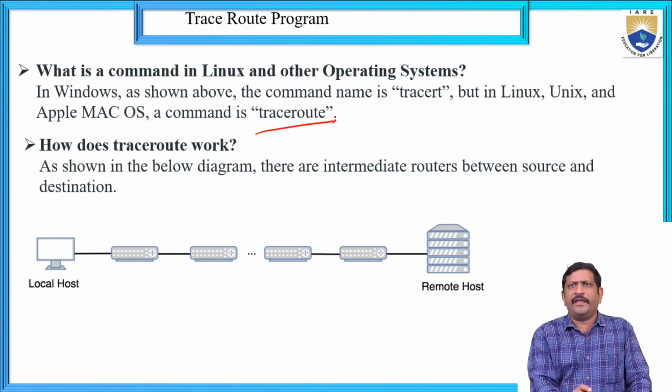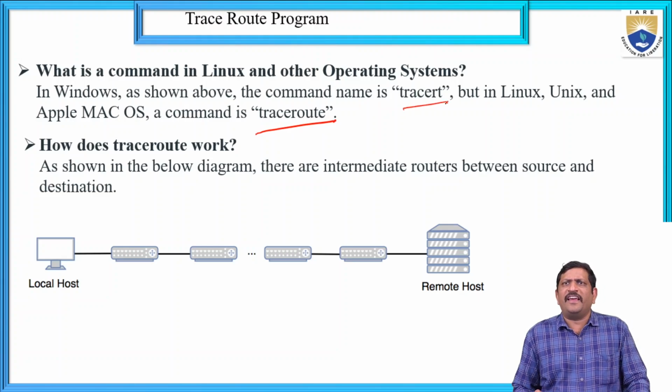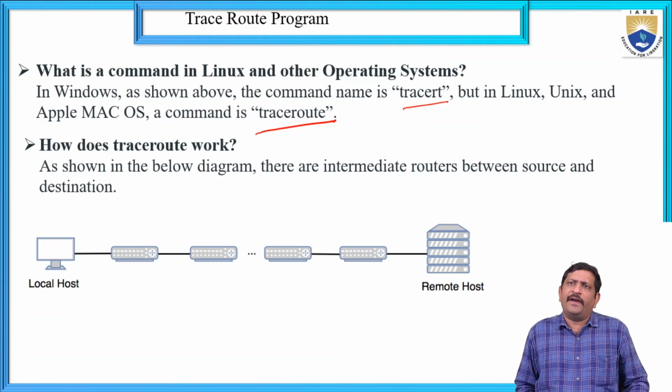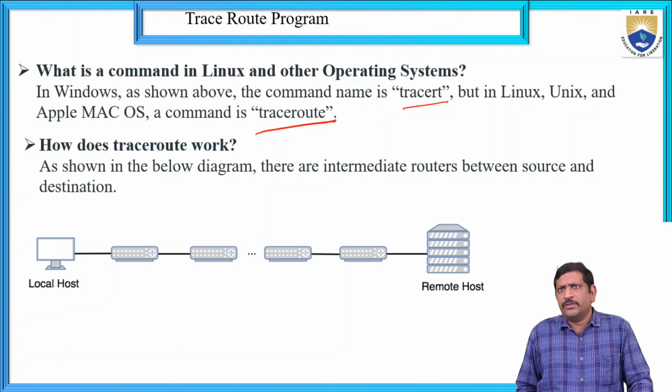Here it is traceroute. In Windows, we are using tracert. So this is the command. With the help of this command, we can trace and find the destination and the address, and the time taken for packet transmission. Whatever packets we are transmitting via the routers, the time taken can be identified.